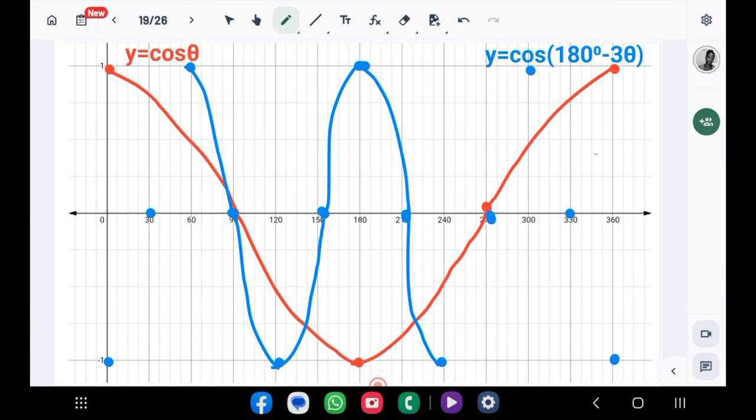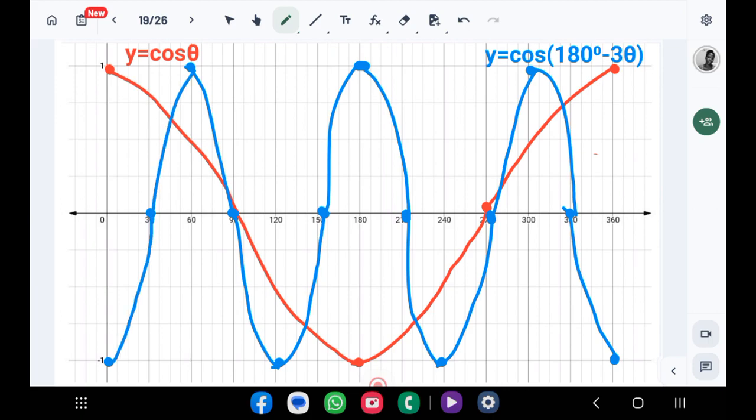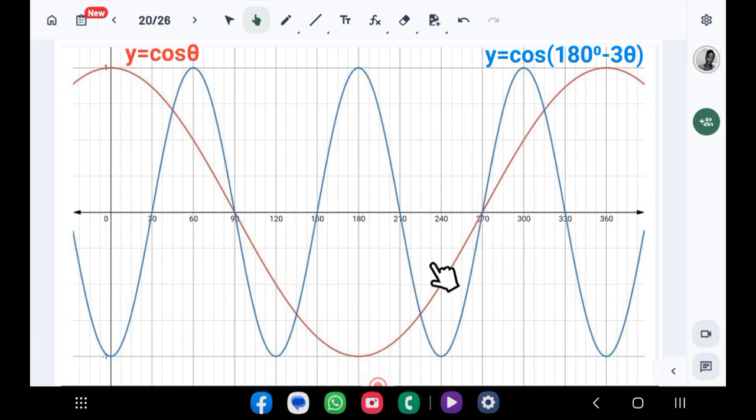That's how we join the points. Basically, in a space of 360 degrees, we must have 3 complete cycles according to our K. Let's check. This is 1 cycle, 2 cycles, 3 cycles. Yes, it matches. Now let's see what the graph calculator calculated. This is exactly what we found. 1, 2, 3 complete cycles.